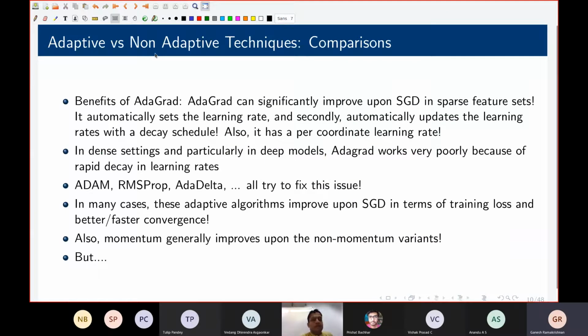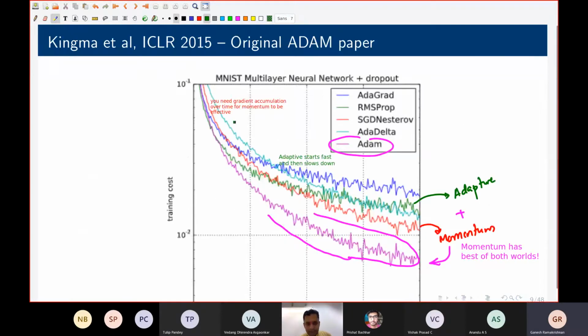So the benefit of AdaGrad is that it can significantly improve over stochastic gradient descent in sparse feature sets because of adapting. The whole adapting game itself is because you're able to adapt to the feature space. That's the key point here. It starts fast by quickly adapting to the feature space. The slowing down might be a bit of an artifact of this data set.